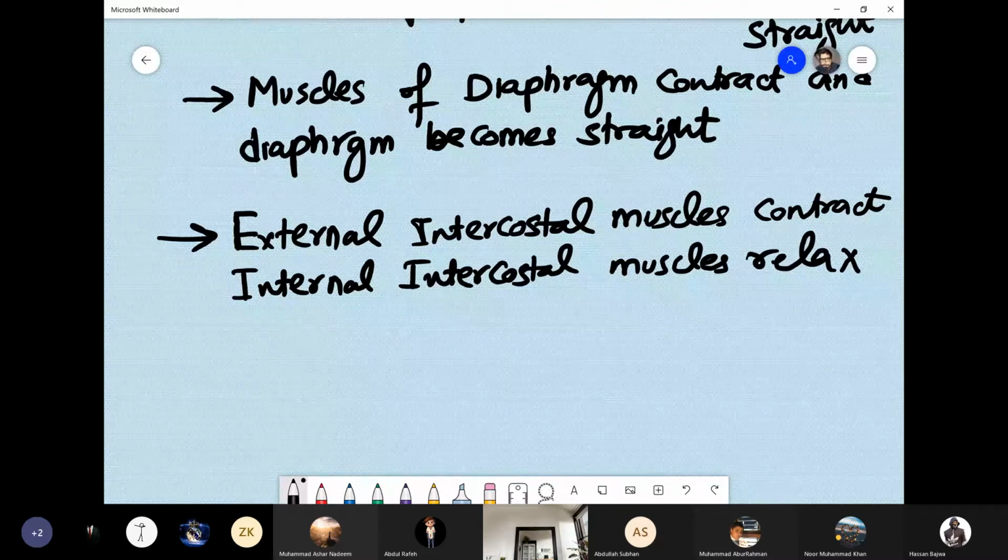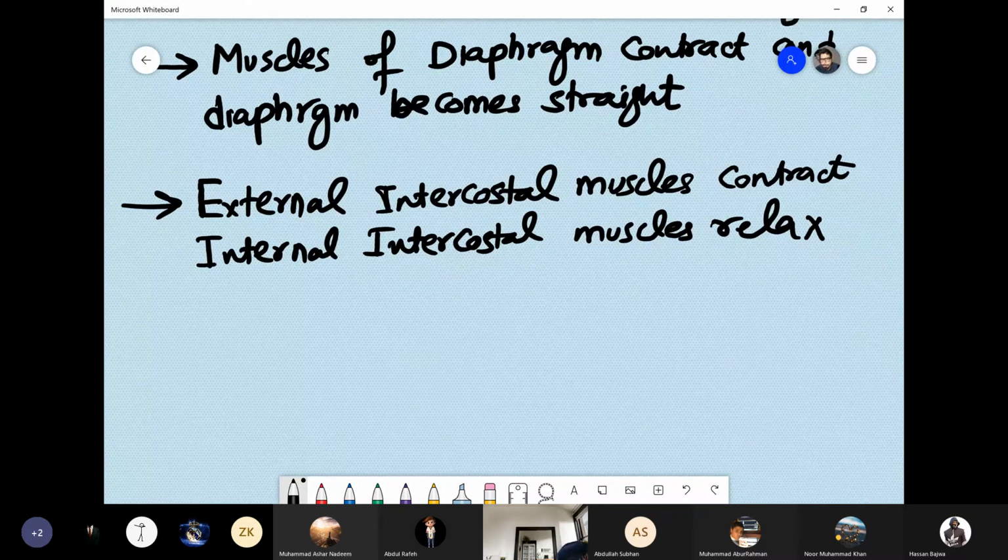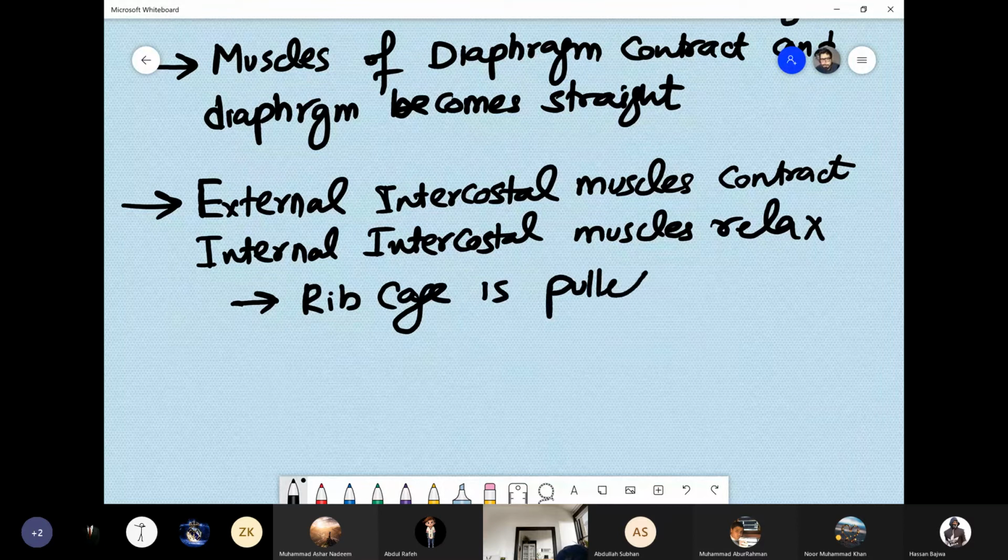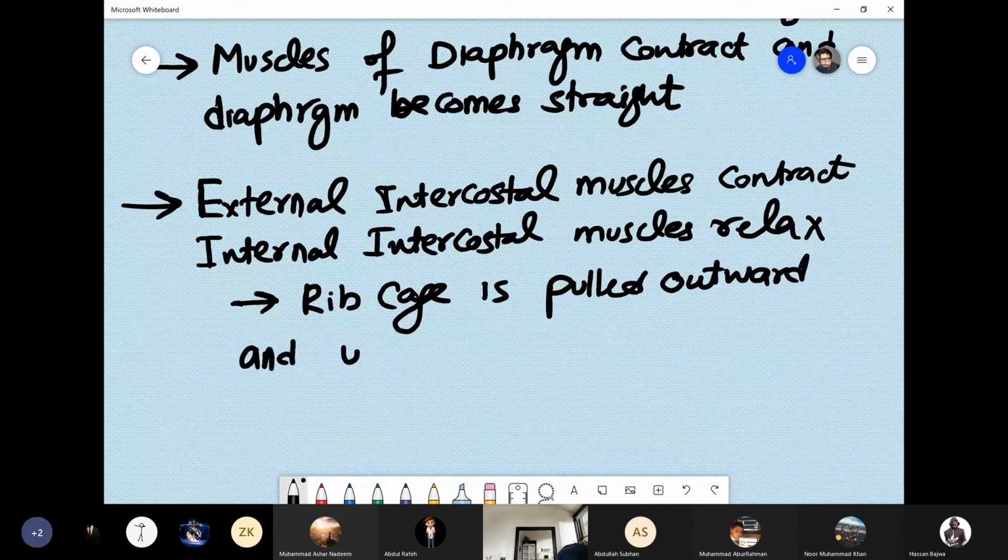Now, guys, when the external intercostal muscles contract and the internal intercostal muscles relax, at that time what happens is that the rib cage is pulled outward and upward. The rib cage is pulled outward and upward.